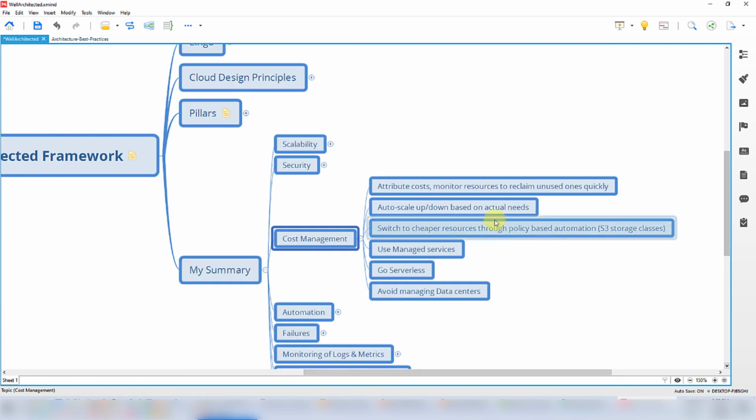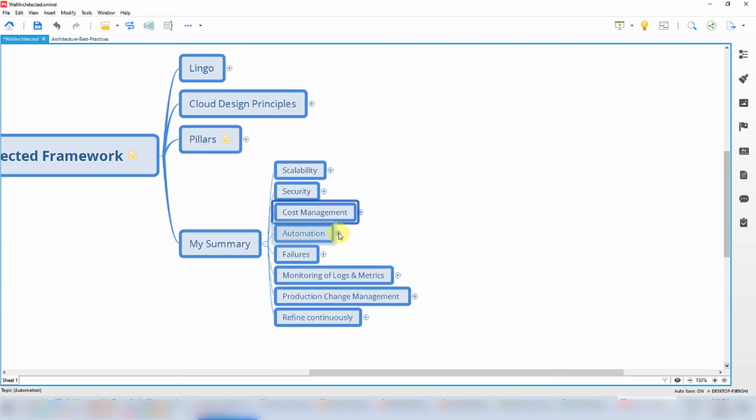For cost management, the key things to keep in mind is attribute your costs and monitor your resources to reclaim unused ones quickly. Auto scale up and down based on actual needs. Switch to cheaper resources through policy-based automation, for example, S3 storage classes. Use managed services, go serverless, and avoid managing data centers.